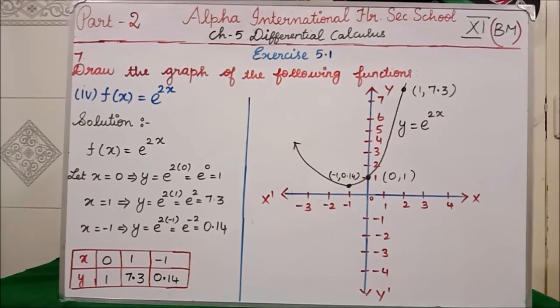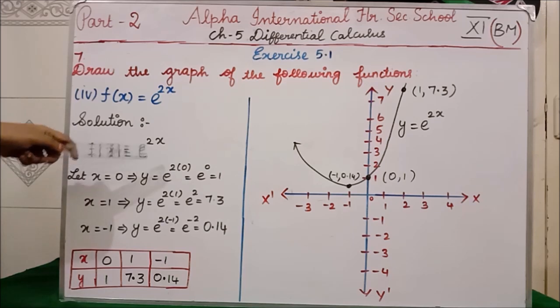Now in the 7th question, 4th subdivision we are going to see. See, what is the question? f of x is equal to e power 2x. Clear? What is the question? e power 2x they have given. So write f of x equal to e power 2x. We have to give some values for x, isn't it?